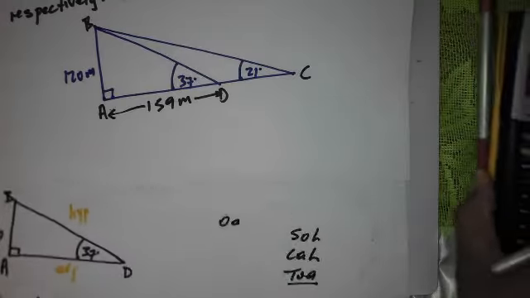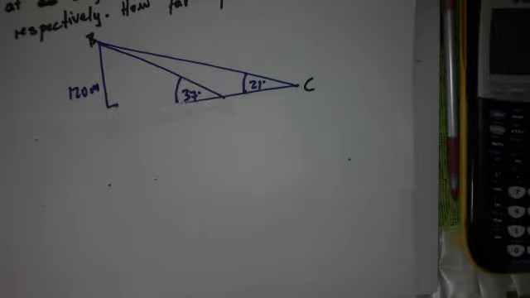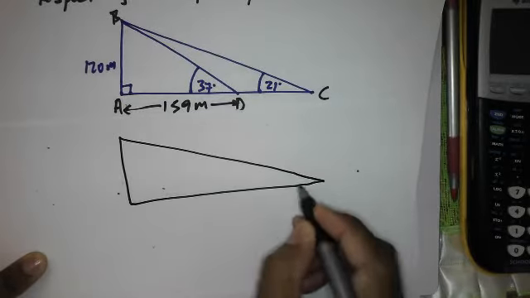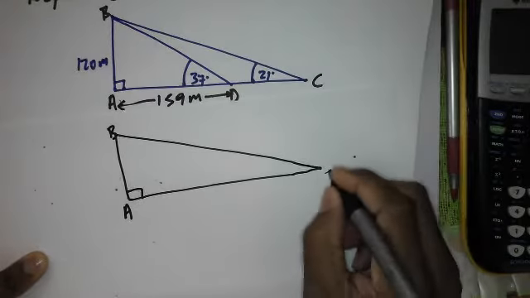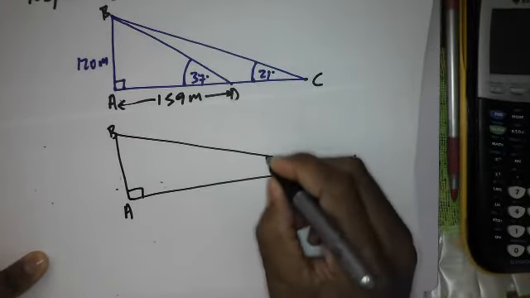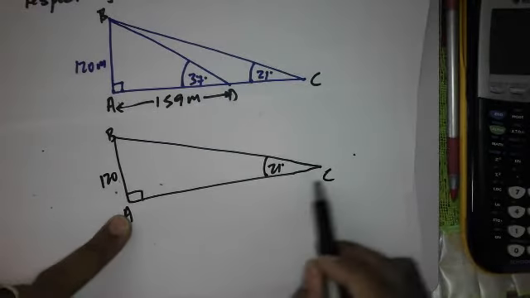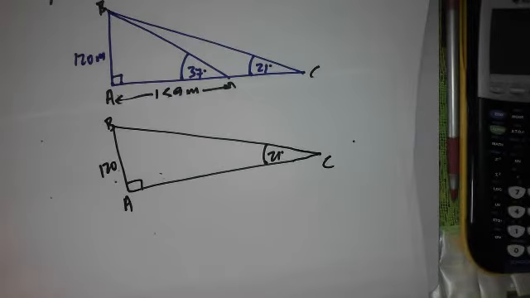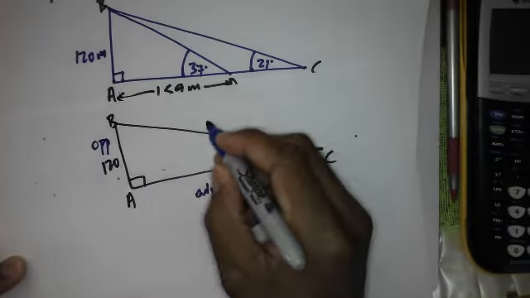Alright, now I'm going to draw my next diagram. My next diagram would be my overall triangle, my outer triangle. This is A, B, and then C. I would have angle C there, which is 21, and I would still have my 120. I want to find this part here now, AC. Again, this part would be your opposite side because it is across from your included angle, and this would be your adjacent side, because this is your hypotenuse.